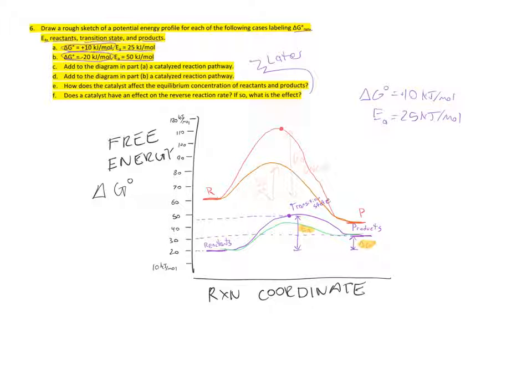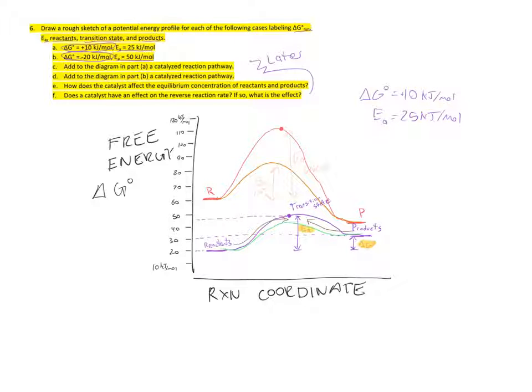This leads us to part F. Does the catalyst have an effect on the reverse reaction rate? If so, what is the effect? The catalyst affects the reverse reaction in the same way as the forward reaction. As we can see, the activation energy for both the forward and reverse reactions have been lowered.